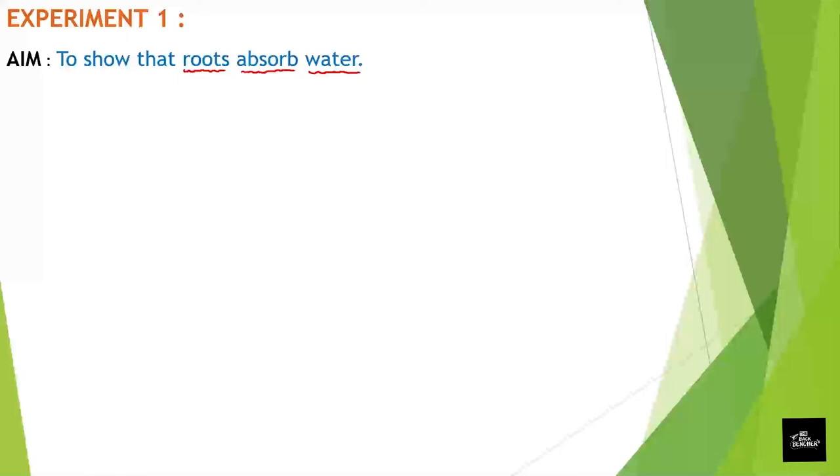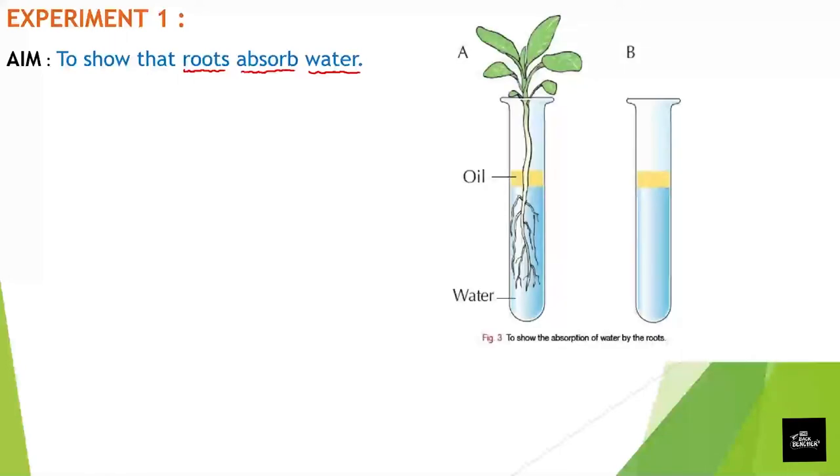For proving that point, we will take two apparatus. This is going to be our apparatus for experiment number 1. This is setup A and this is setup B. Now setup B is the control setup, and setup A is the experimental setup. I'll write it here at the top.